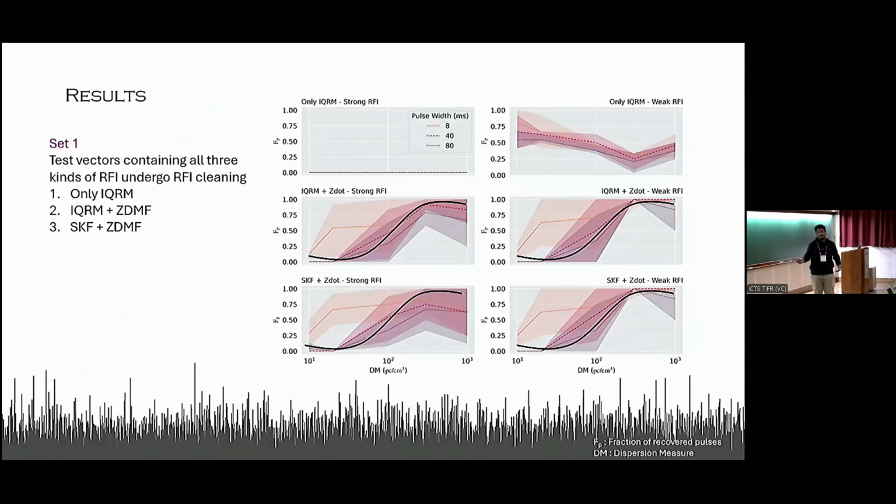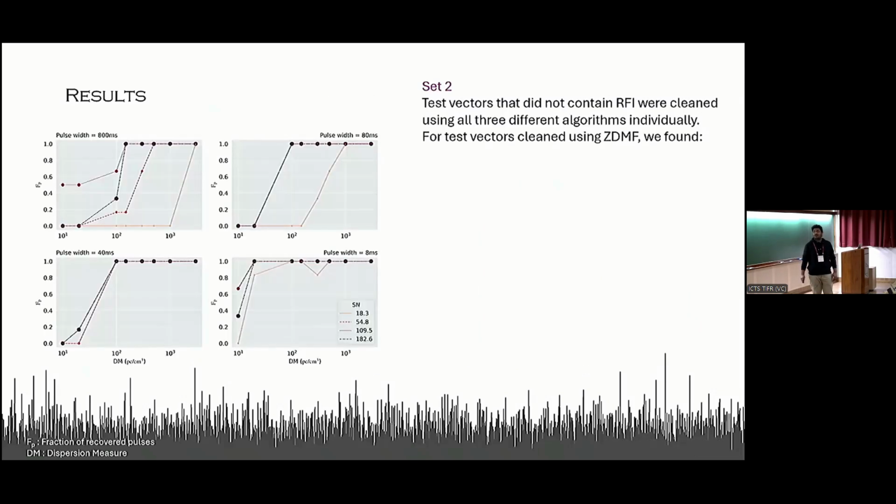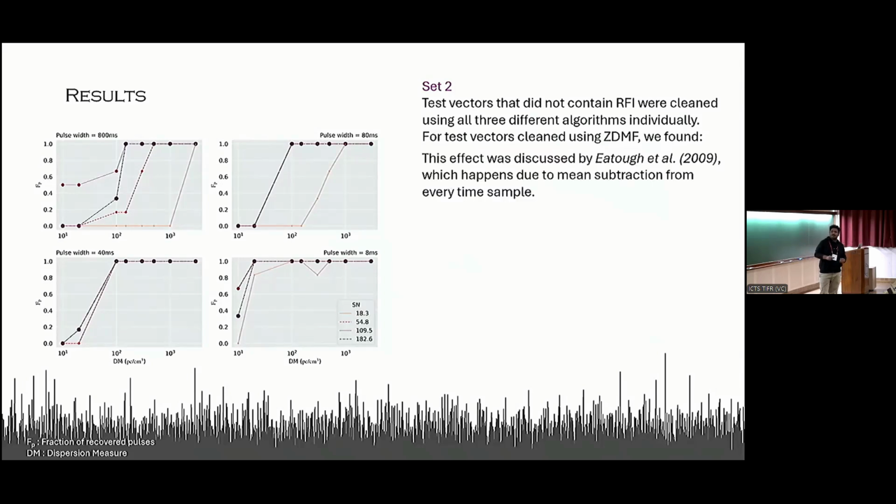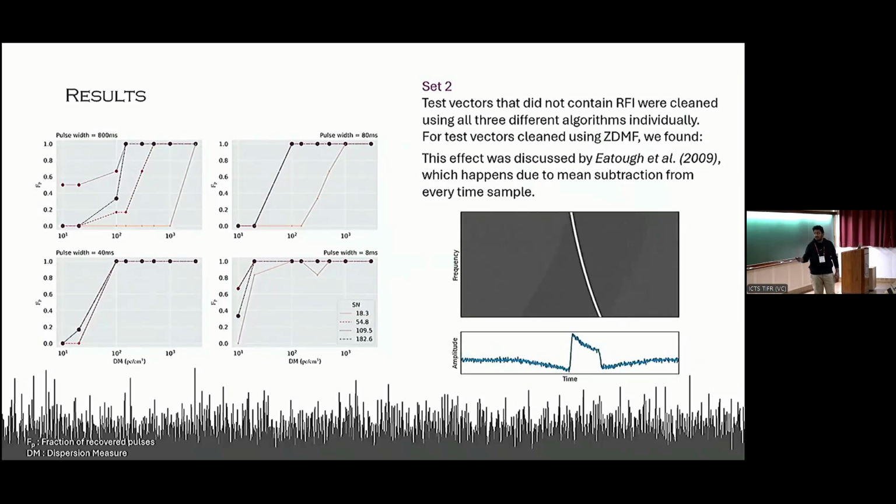To investigate what's happening, we tried something on the second set of test vectors, which contain no known RFI, just noise and a pulse. We cleaned that using ZDMF as well, and then we found something like this. These are 4 different widths of the pulse, and based on the widths, the fraction of recovered pulses. This effect of losing pulses was also discussed in the original paper that introduced zero DM matched filtering, and it happens due to subtraction of the mean across the time samples.